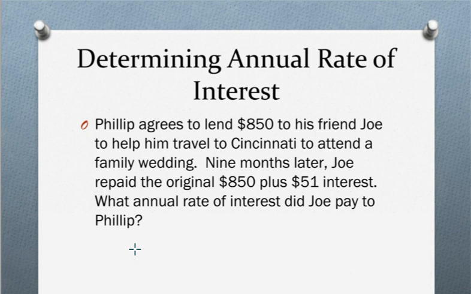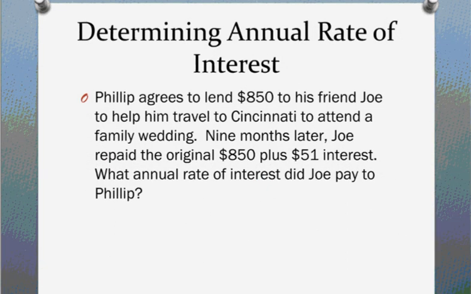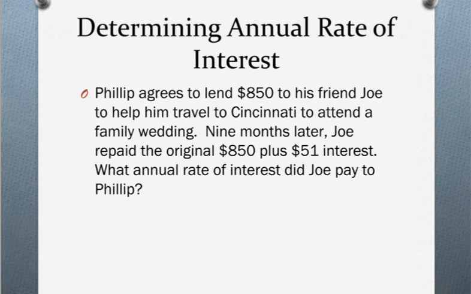Philip, what a great name, agrees to lend $850 to his friend Joe to travel to Cincinnati to attend a family wedding. 9 months later, Joe repaid the original $850 plus $51 in interest. What annual interest rate did Joe pay Philip? Now, this might seem a little contrived, but let's consider an even more real life scenario. I probably should have changed it, but I wanted to keep it very straightforward so you can identify interest.